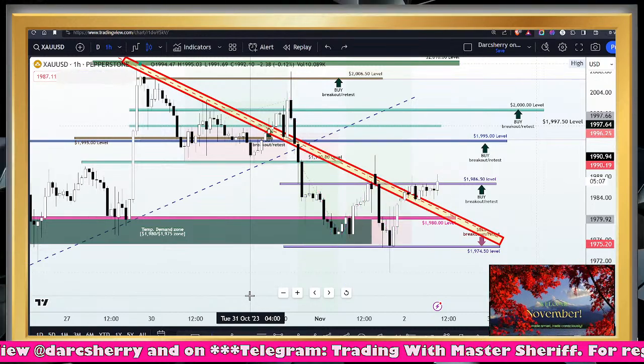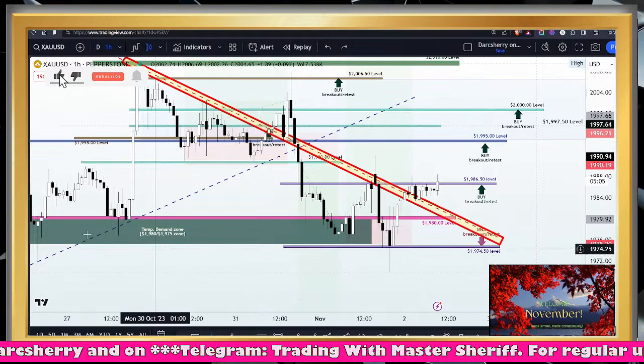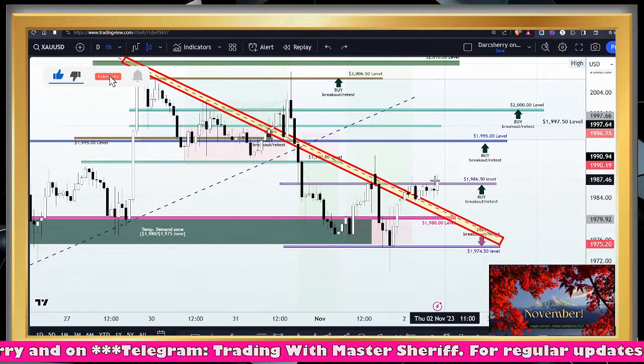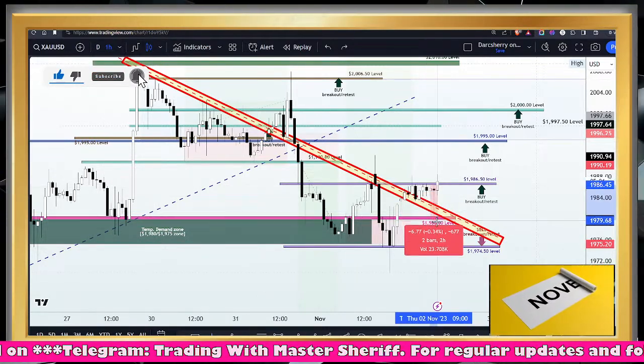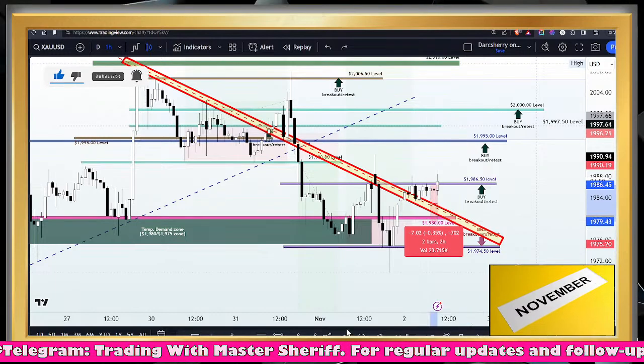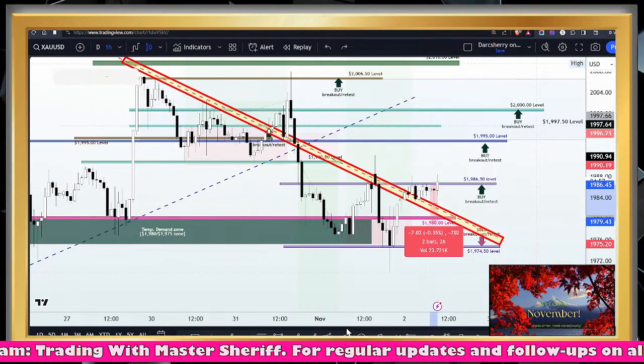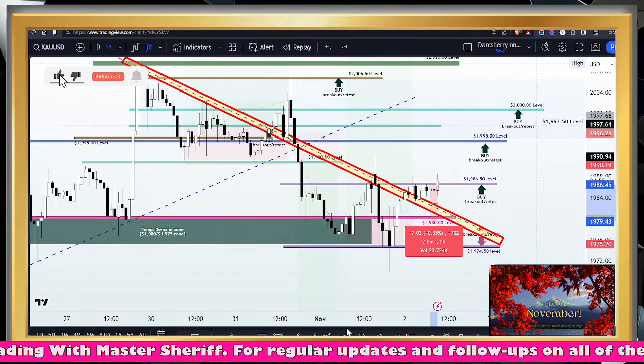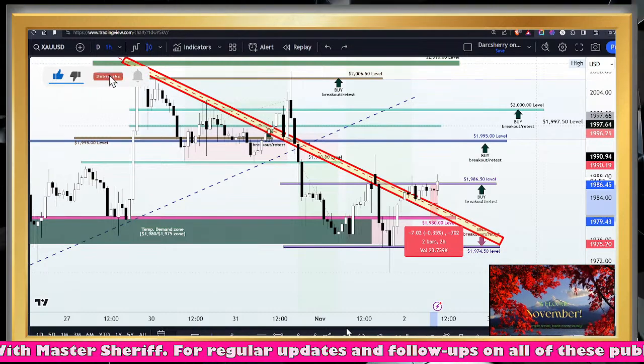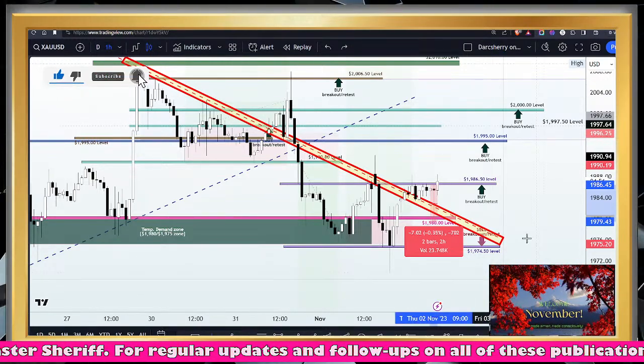the $1,986.50 level. And of course, we want to have our stop losses just right below the descending trend line, which will be dovetailing to about 70 to 75 pips stop loss on this one. So let's see how the market will play out above this area.